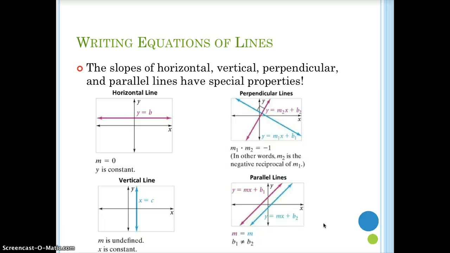All right, so to sum up here, horizontal is y equals a value, the slope is 0. Vertical, the slope is undefined, and we have the form x equals some sort of value. Perpendicular, the slopes are negative reciprocals, and parallel, the slopes are the same.